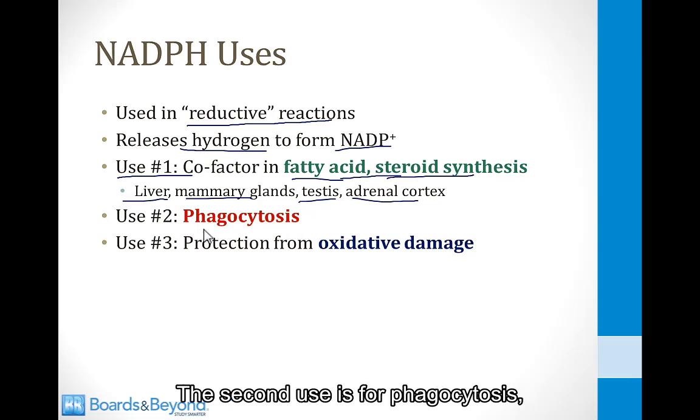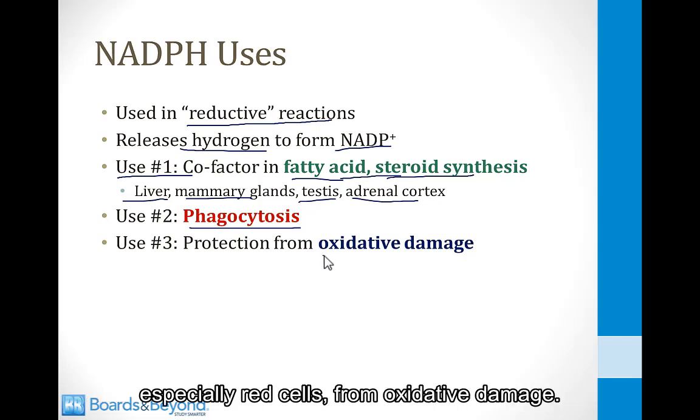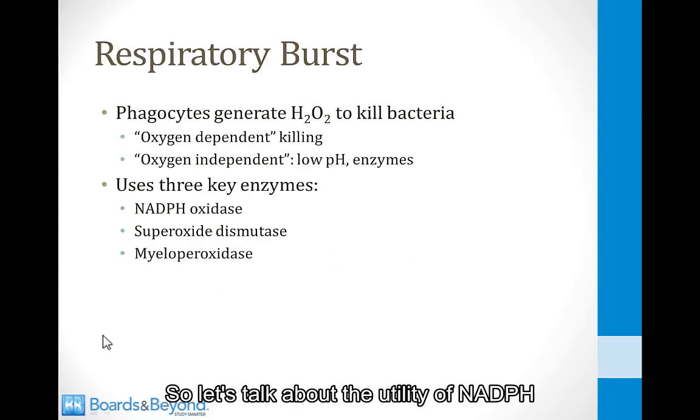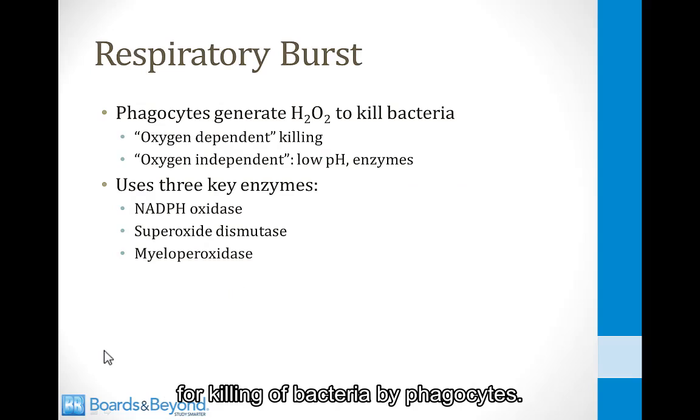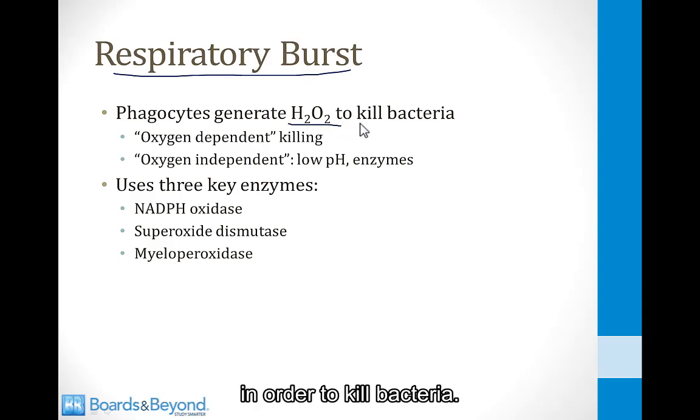The second use is for phagocytosis, which we'll talk about in a minute. And then finally, it is very important for protecting cells, especially red cells, from oxidative damage. So let's talk about the utility of NADPH for killing of bacteria by phagocytes. This involves a process called the respiratory burst. Phagocytes generate hydrogen peroxide in order to kill bacteria.